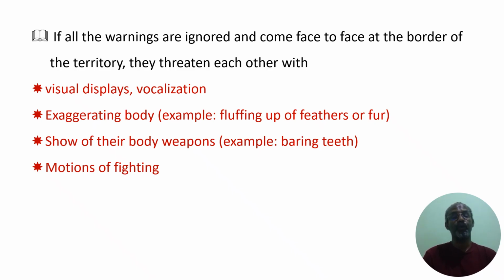Show off their body weapons. They may show the bearing of teeth. Dogs and lions, or these carnivores, may open their mouths and with sound they may show their sharp pointed carnassial teeth, the canine teeth, and also motions of fighting. They may move fiercely here and there. These are rituals, of course, before the direct fight.